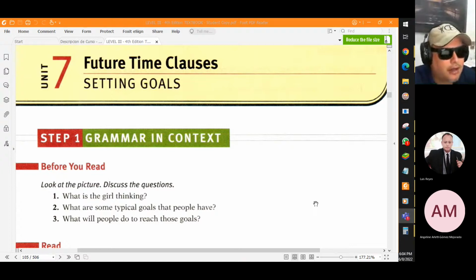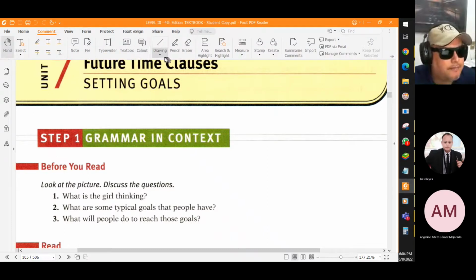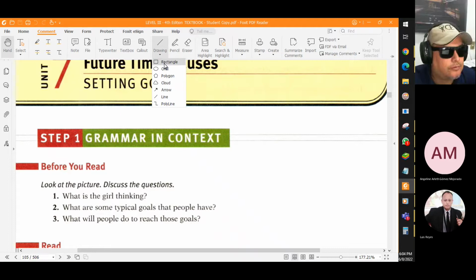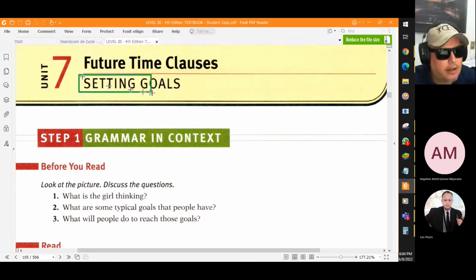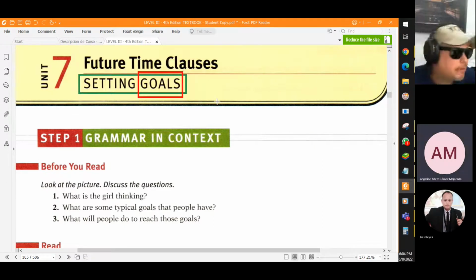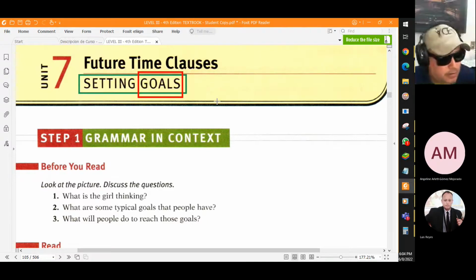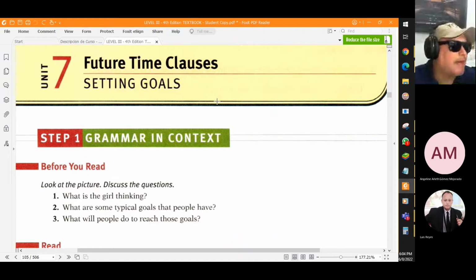And again, the topic is going to be setting goals. Okay. ¿Qué significa la palabra goals? Goals. ¿Has escuchado esa palabra antes? Metas. Metas. Y setting es poniendo o acomodando. Es como estableciendo metas. Setting goals. Okay. And we're going to be discussing that topic now.